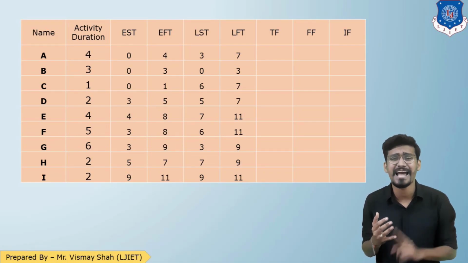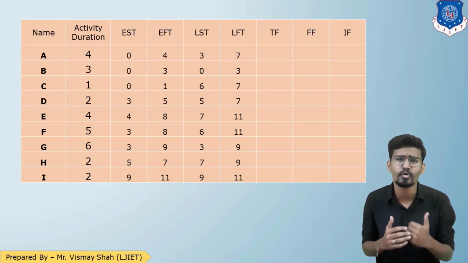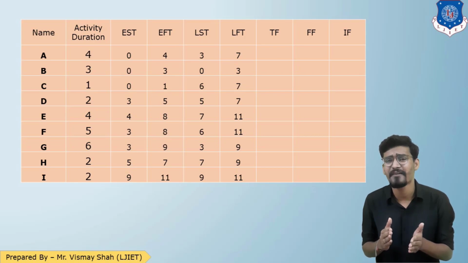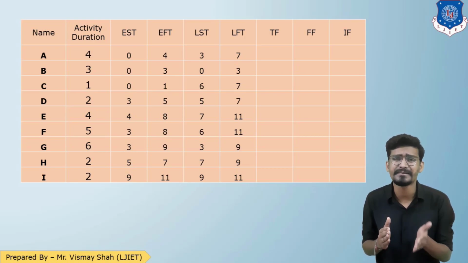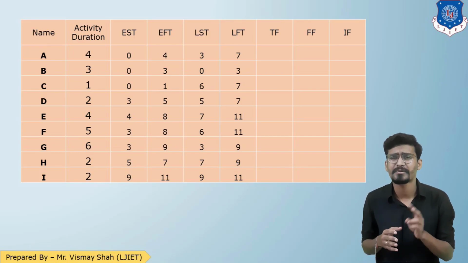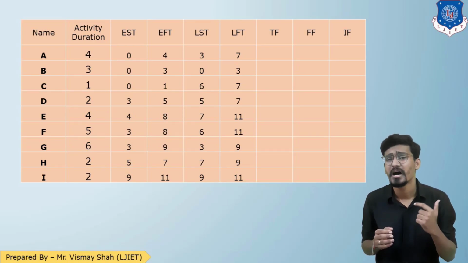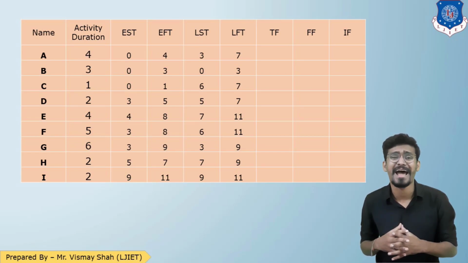So now we have got LST, LFT, EST, EFT. So we can find out the total float. The formula for total float was LST minus EST or LFT minus EFT. You can apply any of the formulas. So I am considering LST minus EST. For activity A, LST is 3 and EST is 0. So 3 minus 0, 3. For B, LST is 0 and EST is 0. So 0 minus 0, again 0. So that is how we need to complete the entire table, LST minus EST. So let us finish that.